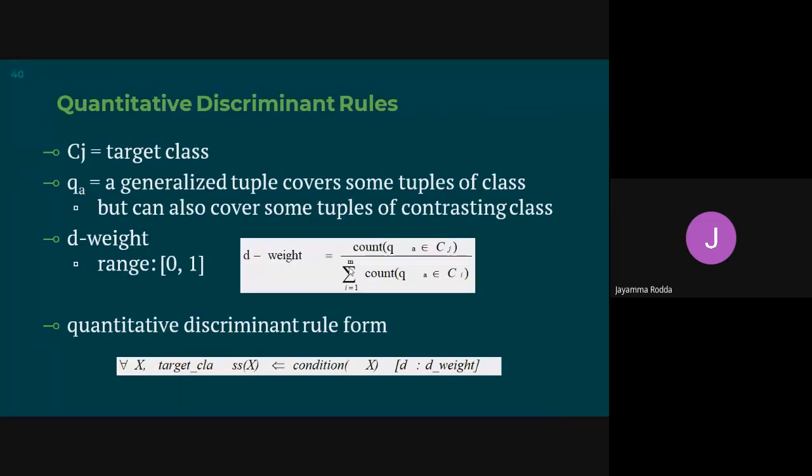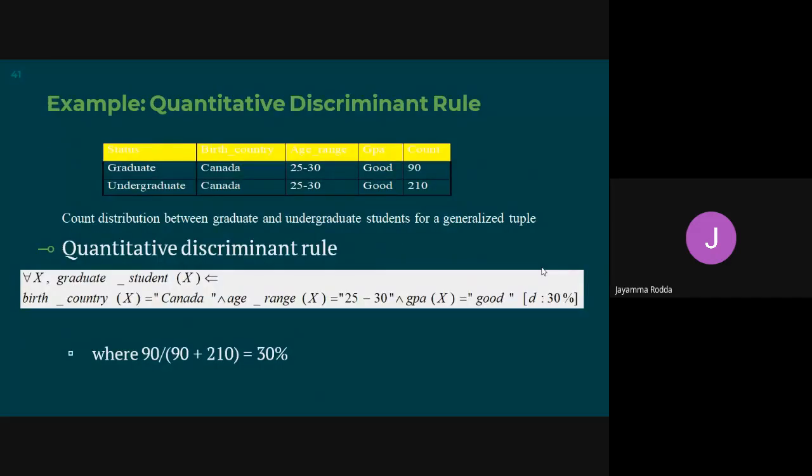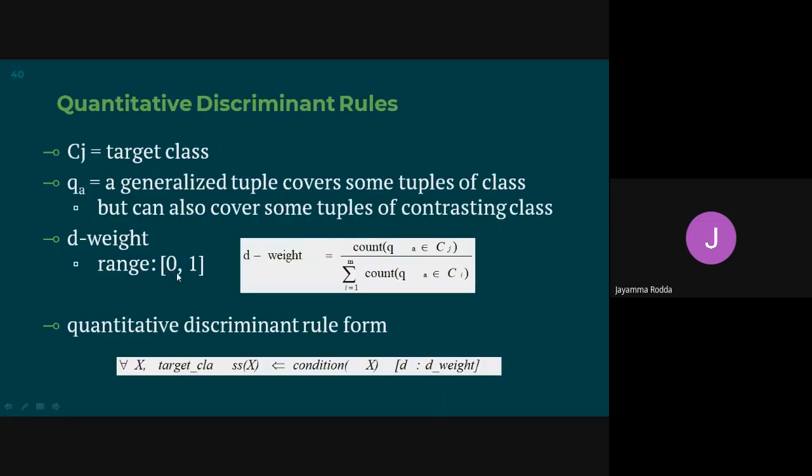Next, the range for the D weight will always be between 0 and 1. Here it is given between 0 and 1. It can be between 0.0 and 1.0, or between 0% and 100%; in whichever way we want we can say it. The D weight range is always between 0 and 1 only.